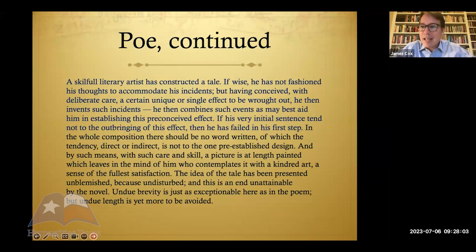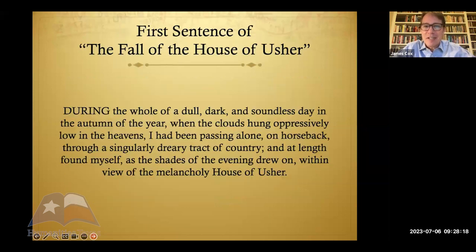In fact, I decided at the last minute that I wanted to share with you the first sentence of one of his most famous short stories, not The Masque of the Red Death, but The Fall of the House of Usher, to see if you thought Poe lived up to his own expectations here. So this is the first sentence of The Fall of the House of Usher.